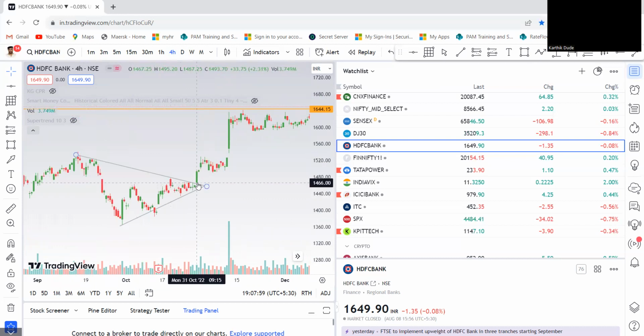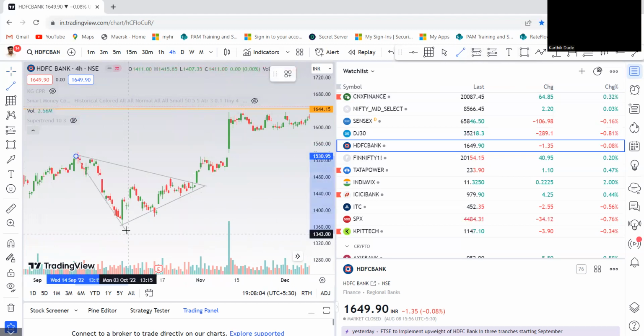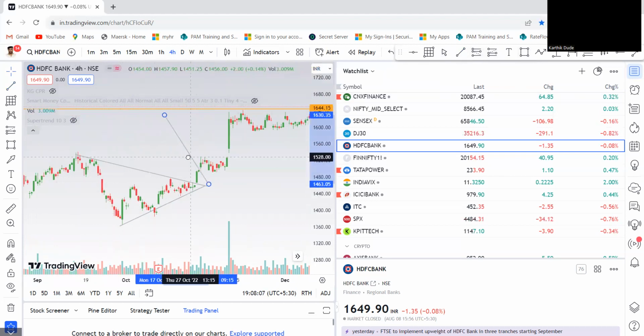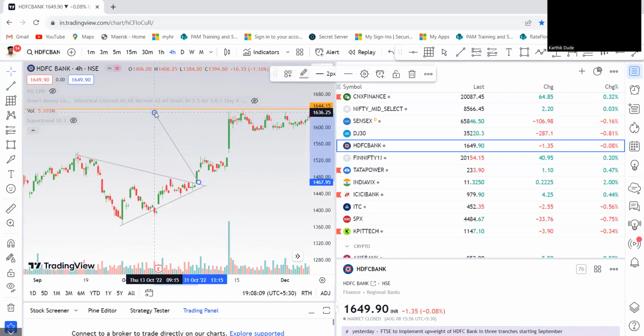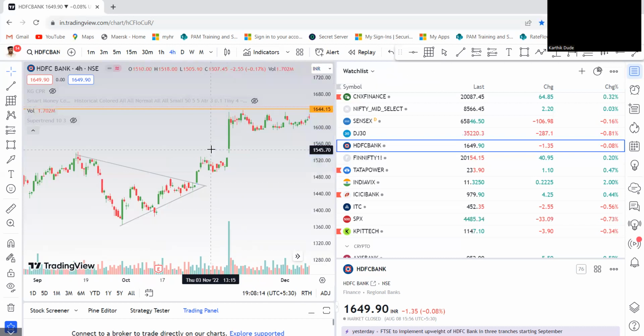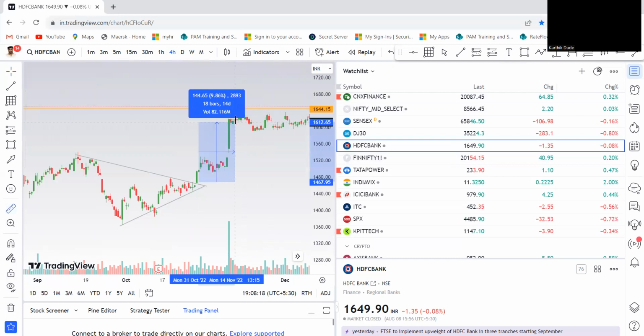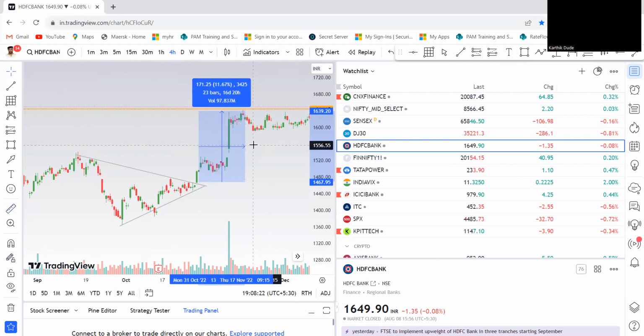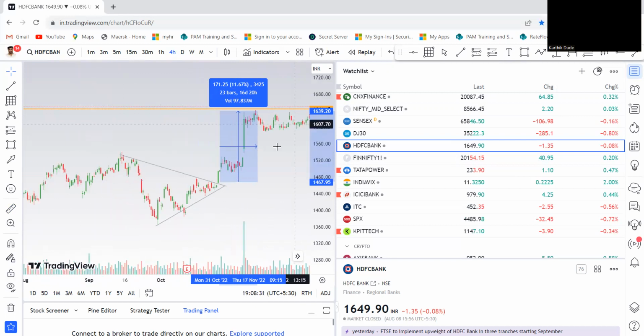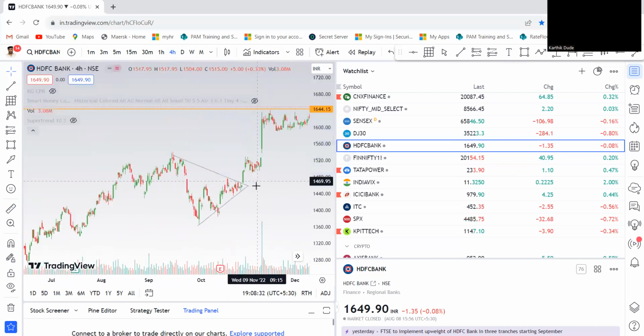Once this pattern is broken, see the price has moved by the length of this. From here, if you take the length, it will be here, which is almost 11%. So if you would have bought HDFC here, within a span of 60 days, you would have made 11%. This is the power of this pattern.